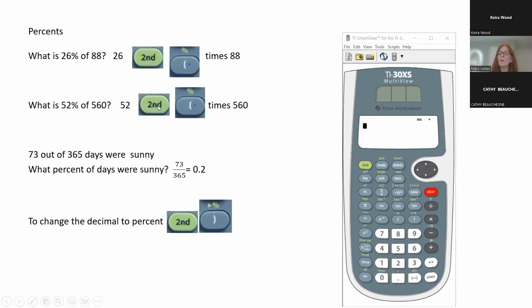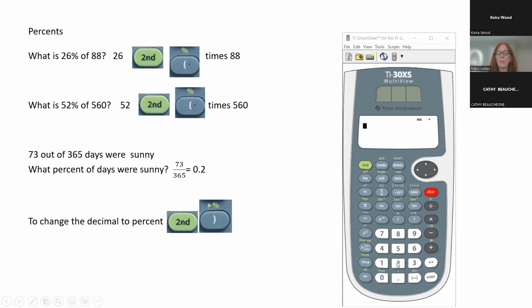All right, so this is the page on just a few percent problems. We're going to do the question, what is 26% of 88? And when that word of is in a percent problem, that means multiply. But instead of having to figure out the decimal value of 26 and multiply that by 88, there's a percent button on here.